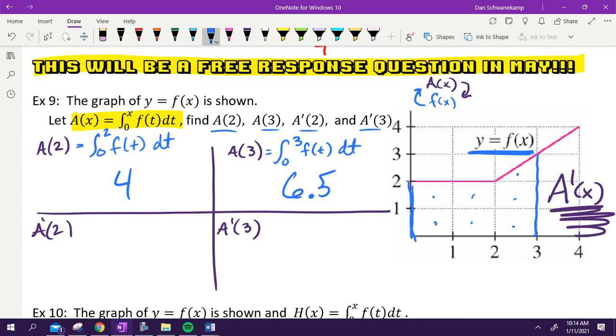A prime at 2. That's an easy question too. Once we have labeled this as an A prime graph, this question is easy. A prime at 2. I've got an A prime graph. Show me with your fingers. What is A prime at 2 going to be if this is an A prime graph? It's 2. Because all that means is I go to this graph where x is 2. What's the y value? It's 2. Done.